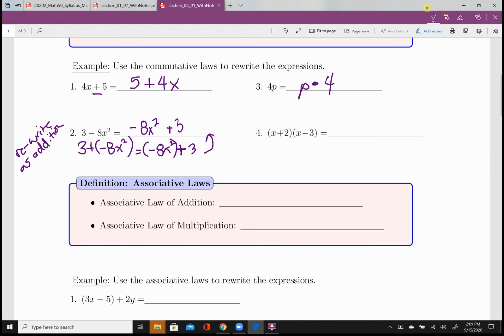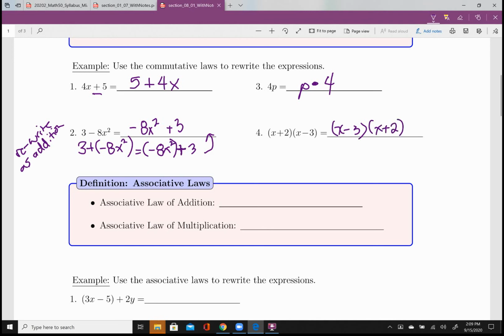So switching them using the commutative law, go ahead and make sure there's a raised dot in between them. Here we have two binomial factors that are multiplied together. So in order to use the commutativity of multiplication here, let's say that's what we wanted to do, we could just have x minus 3 quantity come first and multiply by x plus 2 later.